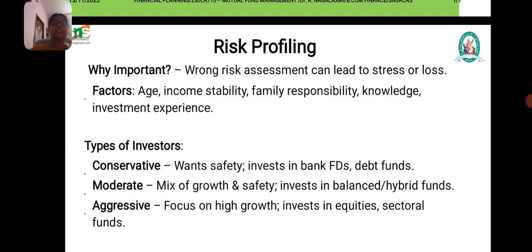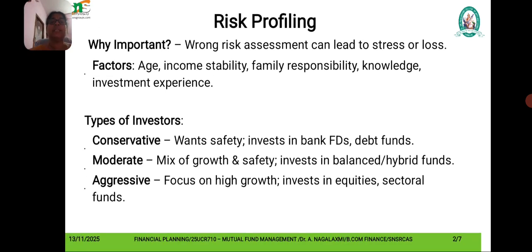Moderate investor, that is a mix of growth and safety. So that is 50-50, 50% in equity, 50% in debt fund, so investment in balanced or hybrid funds. Aggressive, the person who is ready to take any risk in order to earn high returns. So high growth, high risk concept. Focus on high growth, investment in equities, sectoral funds. These are said to be the types of investors.